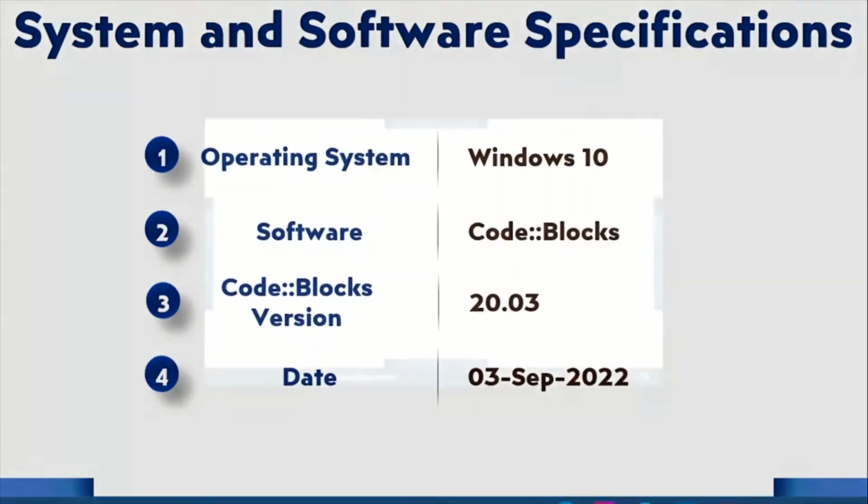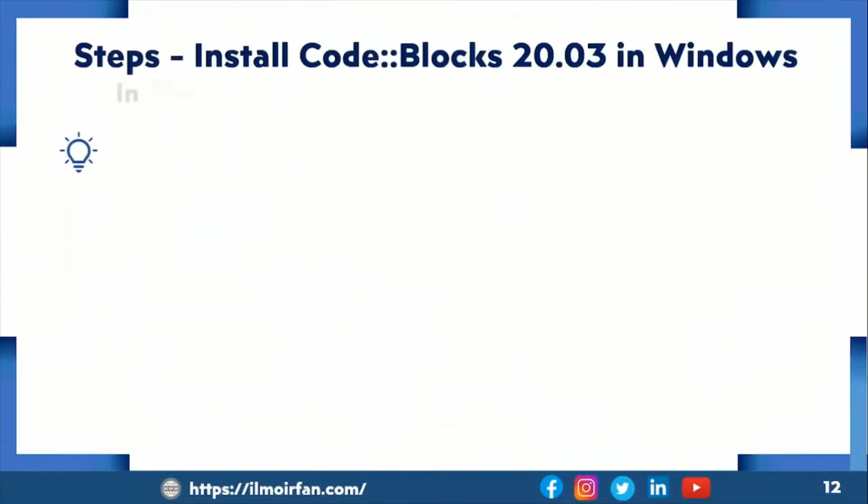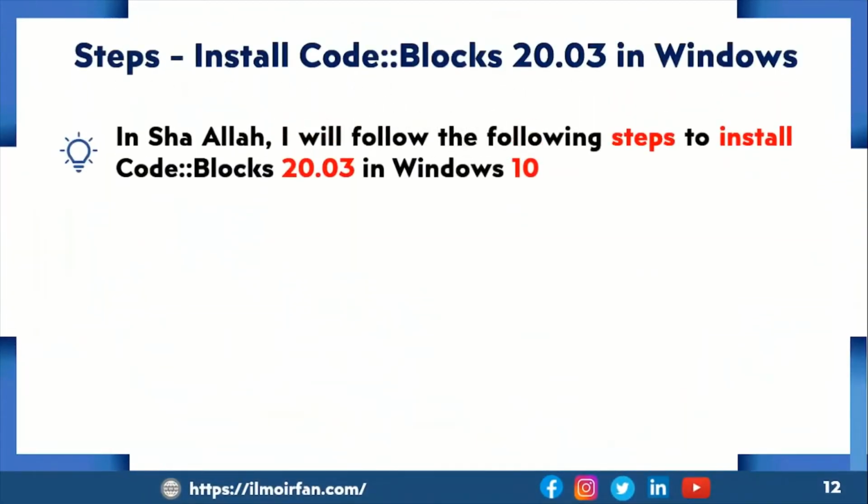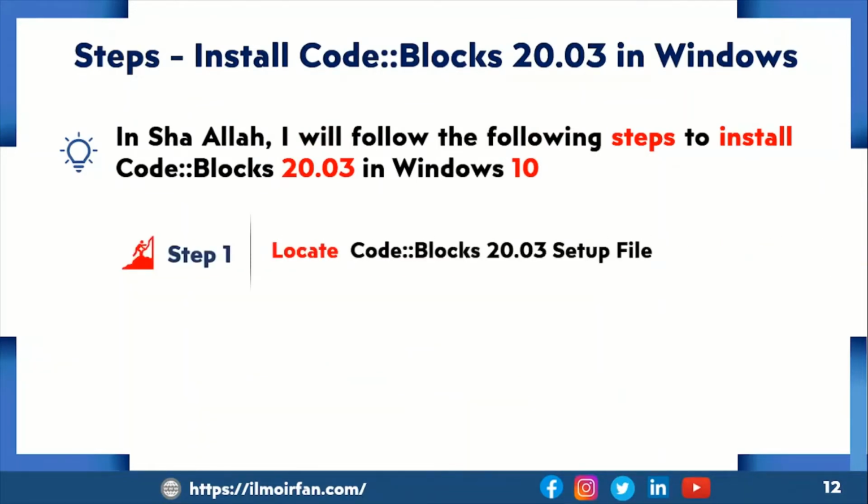Inshallah, I will follow the following steps to install Code Blocks 20.03 in Windows 10. Step 1 is locate Code Blocks 20.03 setup file. In previous lecture, that is lecture number 8, Download Code Blocks for Windows, I downloaded and saved the Code Blocks 20.03 setup file in the downloads folder.